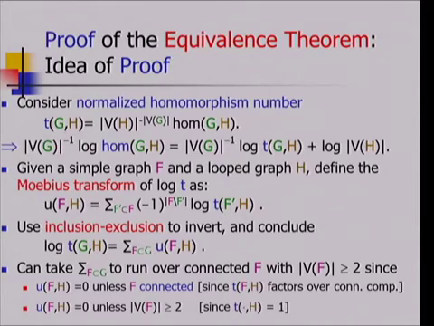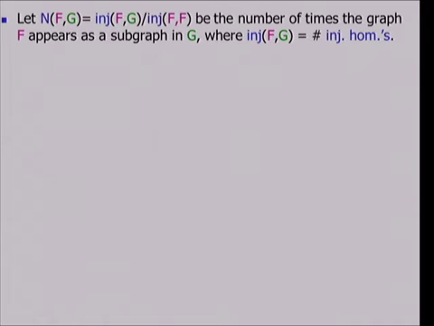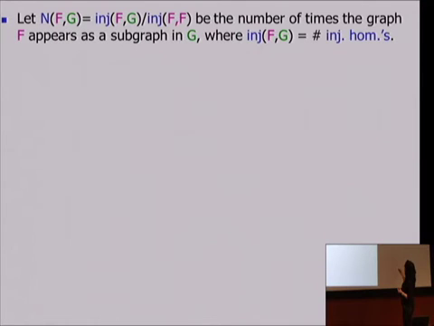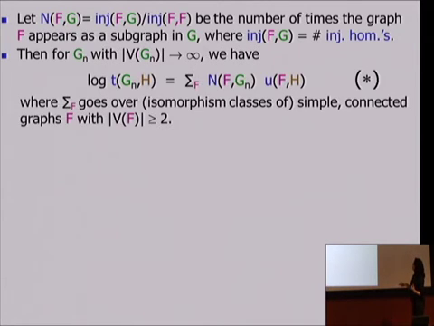Over here, I want to write it differently. So I want to look at all F's of a particular form, and I want to resum it looking at all F's of a particular form. So what I want to do is look at the number of times that the graph F appears as a subgraph in G, the number of injective homomorphisms, where I don't double my edges. And so here now I can go over isomorphism classes of simple connected graphs with V of F greater than or equal to 2. So now I'm summing over isomorphism classes, which is always a nicer thing to do. I don't want to have to worry about the relabelings of this.